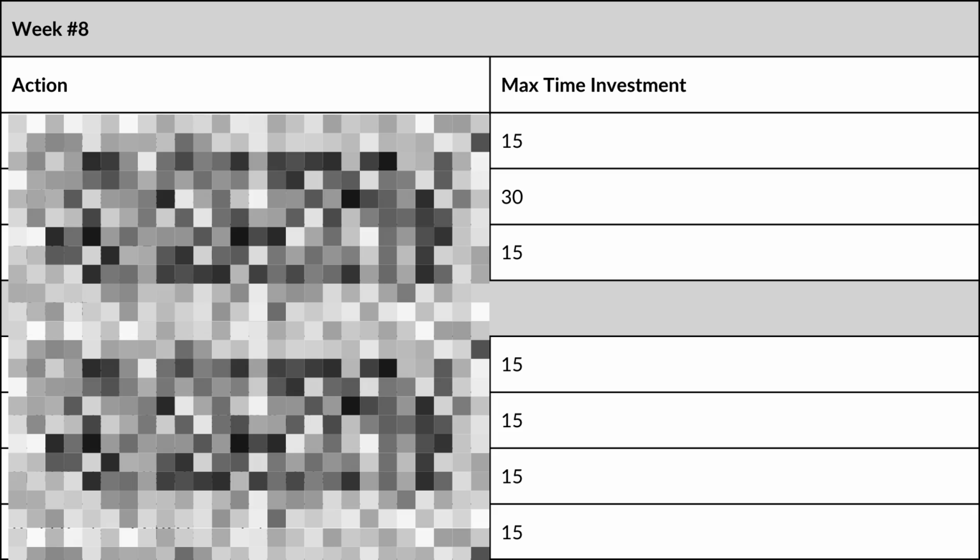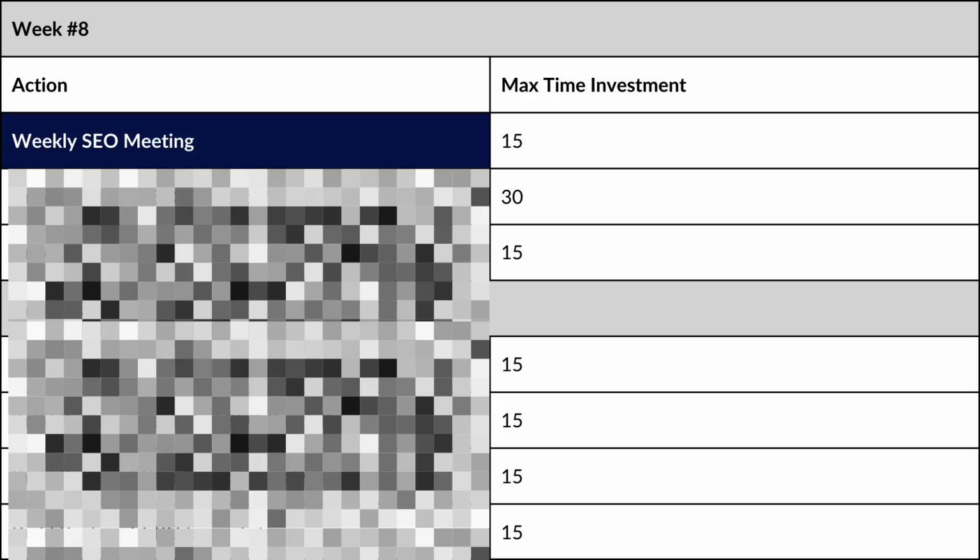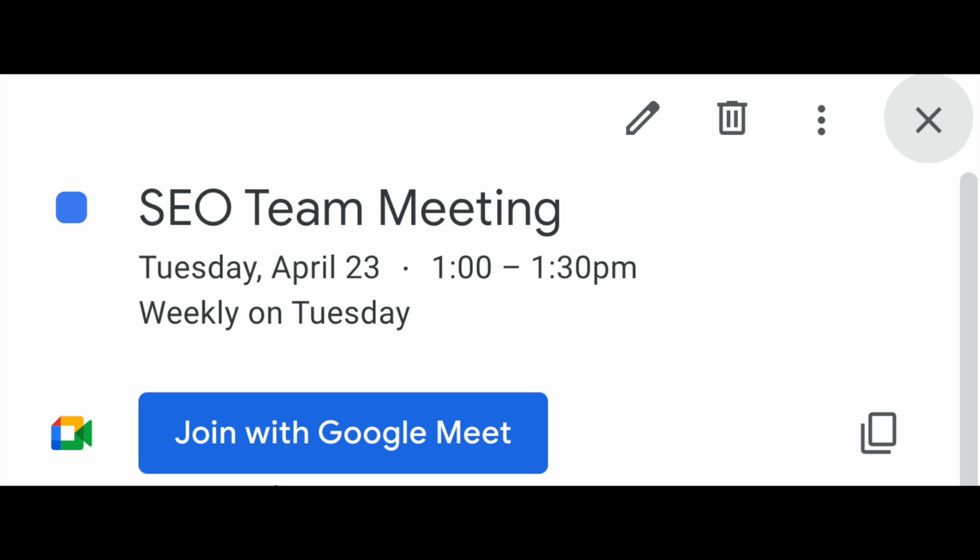So in week 8, you should have a VA, and now it's time to start conducting a weekly SEO meeting. As I mentioned before, pick a day of the week and create a recurring event in your calendar. This meeting is critical for measuring campaign success and holding your SEO team accountable.